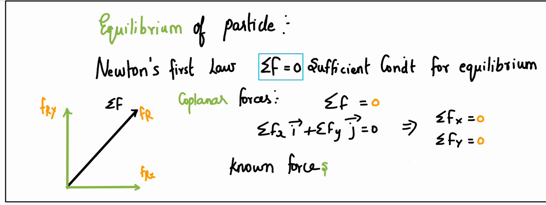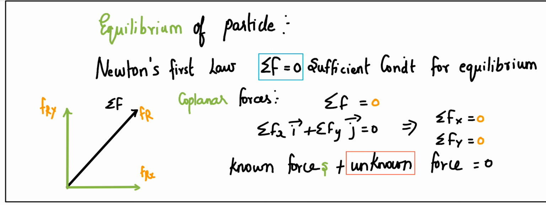Whenever I express that the total force is equal to 0, the total force consists of a sum of known forces and an unknown force. That's the important thing. If this is expressed, I can solve for this unknown force. Similarly, you can see there are two equations we can come up with for coplanar forces: summation of Fx is equal to 0 and summation of Fy is equal to 0. So I can solve for two unknown forces.